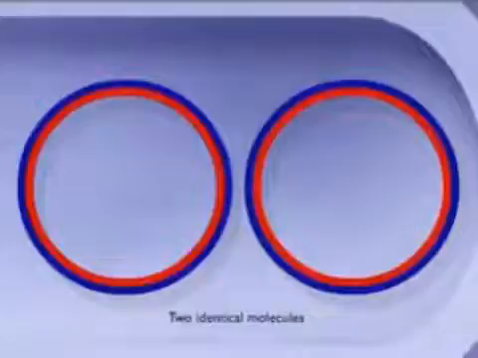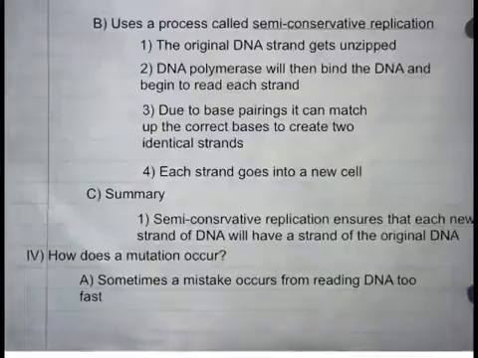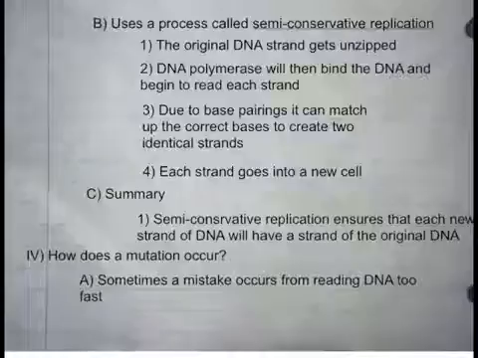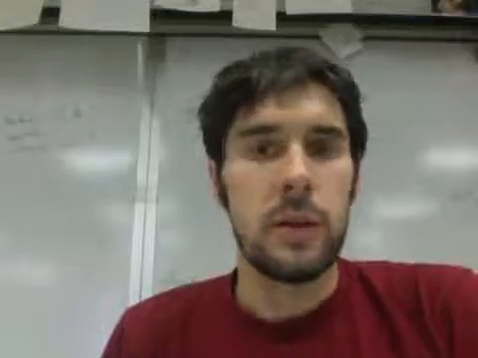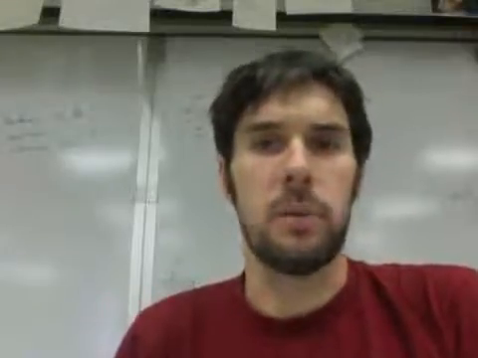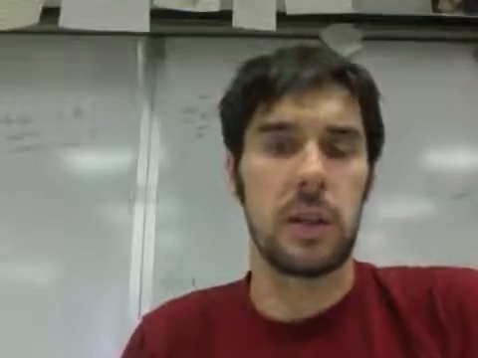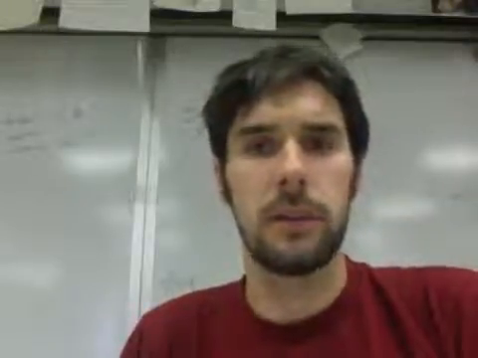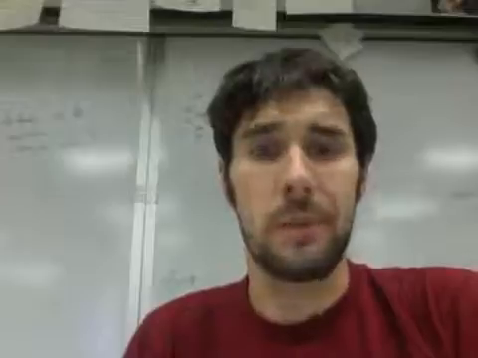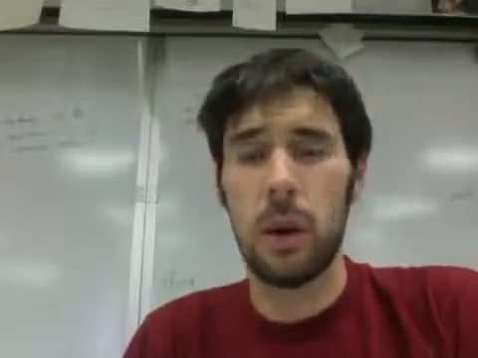Eukaryotic cells, which are our cells, replicate very differently. How does a mutation occur? Sometimes a mistake could occur from reading DNA too fast. We still need to replicate our DNA. So semi-conservative replication in DNA still occurs. So if that's the case, what's the process by which our cells, eukaryotic cells, replicate? Think about it, and I'll see you guys when you come back from the break. Have a good one.